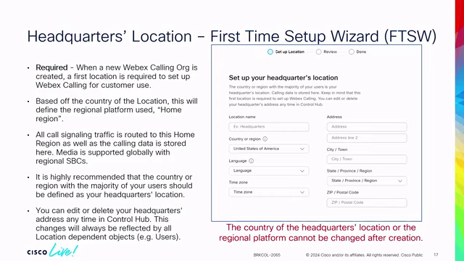So you always put your headquarters in. Even if you're not going to deploy a single phone at headquarters, you still put it there because that's effectively where we're going to tie your data sovereignty to.